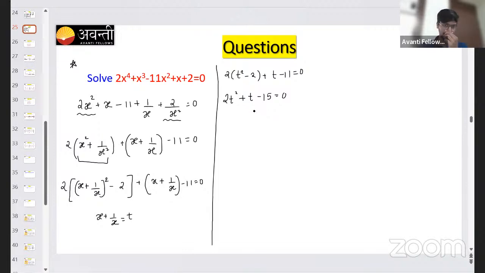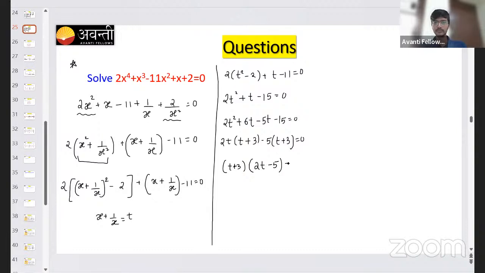15 to the 30. 6 5 are 30, right? So 2t square plus 6t minus 5t minus 15 equals to 0. Let's take 2t common. I'll get t plus 3. Here I can take minus 5 common. Same, I'll get t plus 3 equals to 0. So after taking t plus 3 as common, I'll get 2t minus 5 equals to 0.